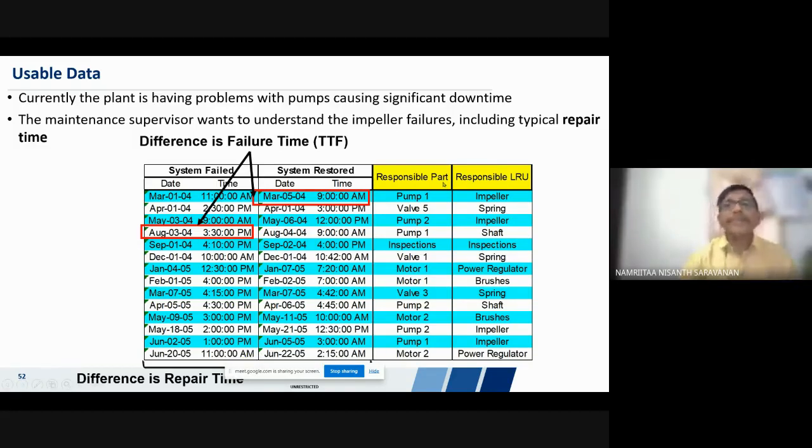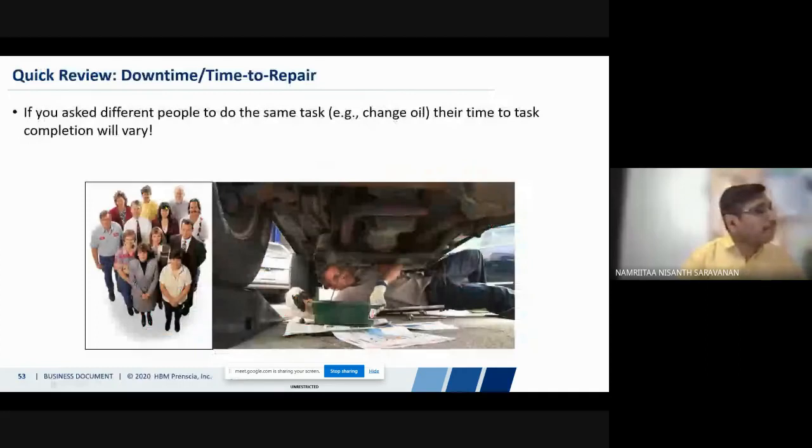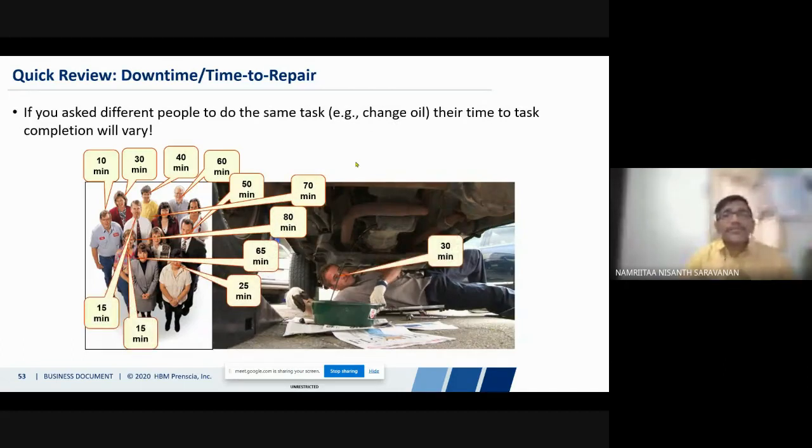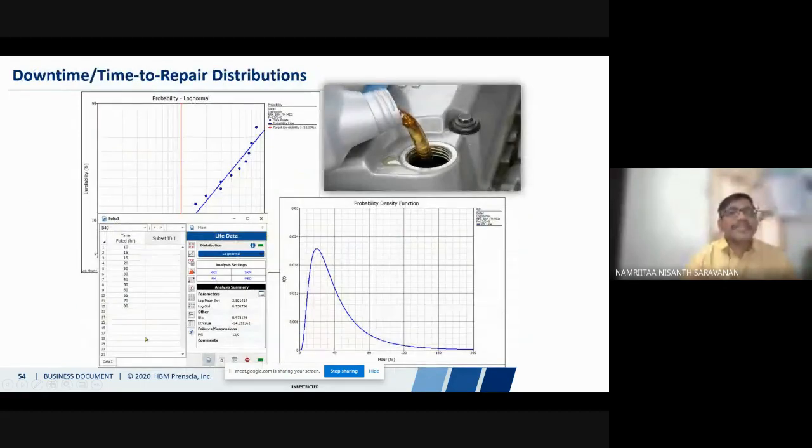Previously we talked about reliability, the time to failure information with a distribution. Now we talk about the time to do maintenance, which is also a distribution. If you ask multiple people how much time it takes to change the engine oil, somebody says 10 minutes, somebody says 30 minutes, somebody says 40 minutes. So if you connect the message, you can put a distribution for this maintenance time. This is called mean time to repair, MTTR.